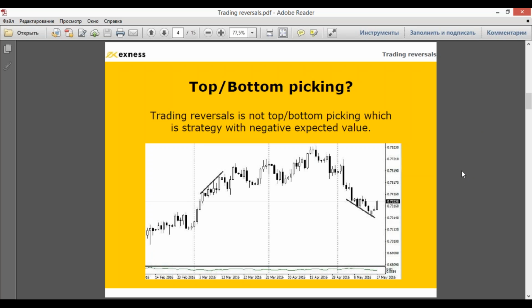All right. First of all, this webinar is not about top or bottom picking. I want to distinguish trading reversals from top and bottom picking. This is very important because what is top and bottom picking? Once a trader identifies the market which is rising or falling, or in other words, aggressively goes higher or aggressively goes lower, the trader starts to capture a top or capture a bottom. That's not what we are going to do because it is a strategy with negative expected value.